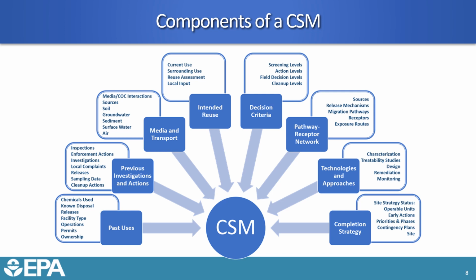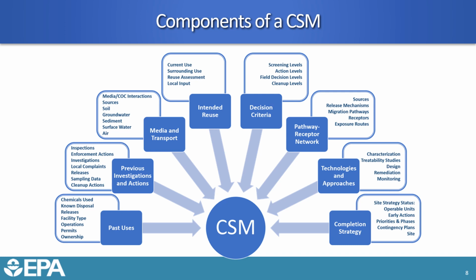Is this going to still continue to be an industrial site? Do they want to see some sort of redevelopment? Do they want to see a park or another recreational facility? Looking at decision criteria. This is looking at specific goals, not only for the characterization, but what type of goals that we want to adhere to per the regulations. So this is looking at screening levels, action levels, field decision levels, and cleanup levels.